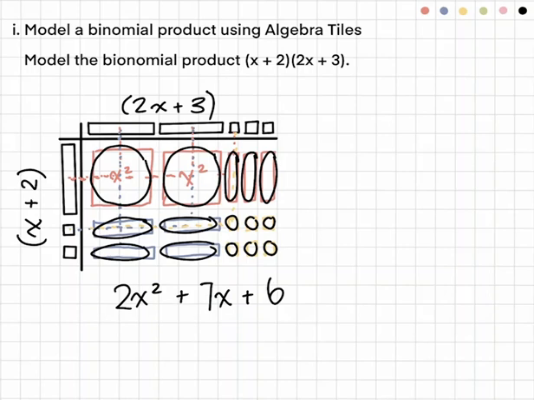Pause the video here, and if you know how to do FOIL, go ahead and do it and see if you get the same product as I did with my algebra tiles.